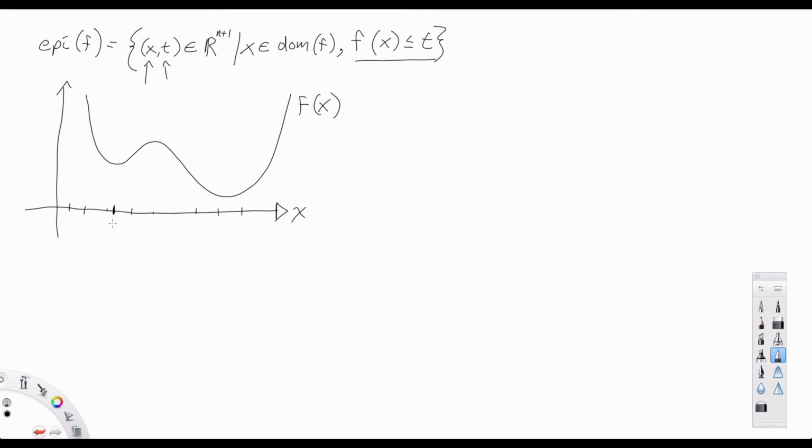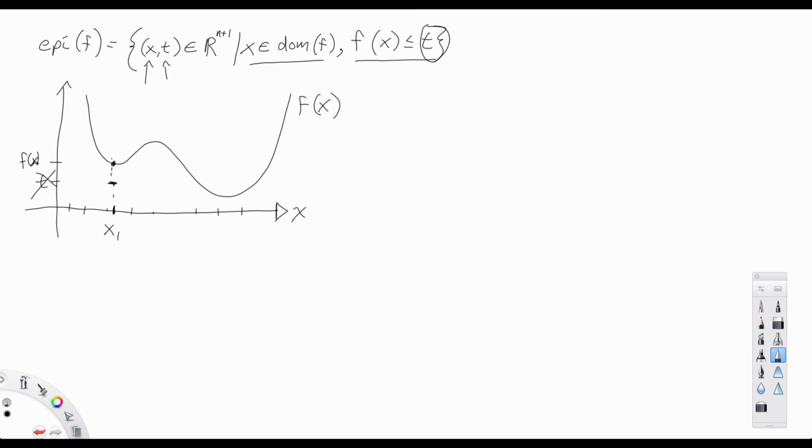So suppose I'm looking at a point x1, and that's in the domain of f. So we've satisfied this first part. But now we need to choose a value of t such that it is greater than or equal to f of x. And we can do this visually. If I were to choose a value of t, say, right there, well, that is less than f of x, which is right there. And so this candidate value of t does not satisfy this requirement, so it is not in the epigraph of f.